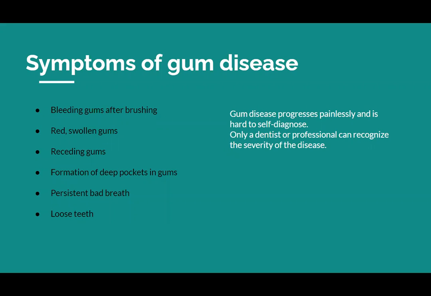Some symptoms of gum disease are bleeding gums after brushing, red and swollen gums, receding gums, formation of pockets in the gums, persistent bad breath, and loose teeth. Gum disease is a sneaky disease because it progresses painlessly and it's hard to self-diagnose. Only a dentist or a professional can recognize the severity of the disease. So it's important to go in for your 6-month dental cleaning because they'll take care of the gingivitis before it progresses into actual gum disease.